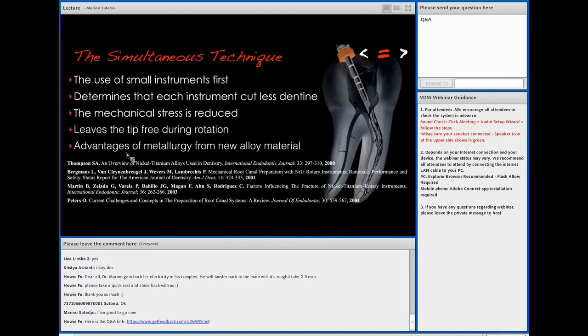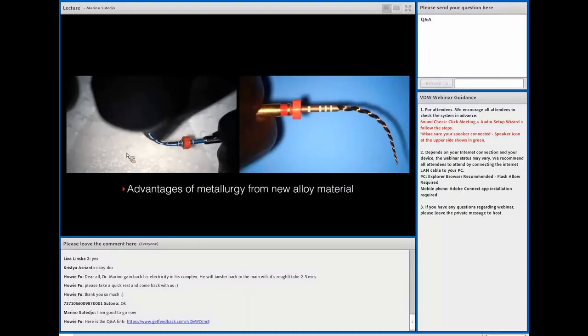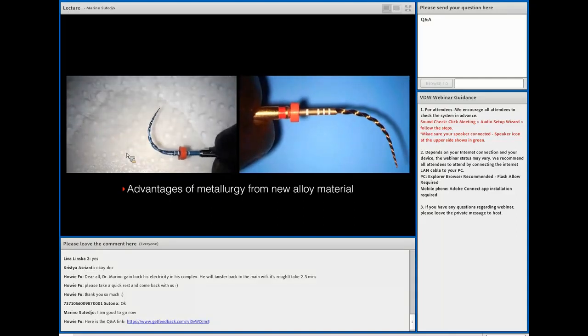So therefore, nowadays, we know about the simultaneous technique. What it means by the simultaneous technique is we don't need to use larger numbers of files to create a smooth transition of tapering of the taper shapings. We can use our small instruments first, but at the same time, we can create enough room to remove coronal interferences to allow bigger instruments to advance into the apical area. Because with the smaller files, not the larger files, we can leave the tip free during rotations without any interference at the coronal part.